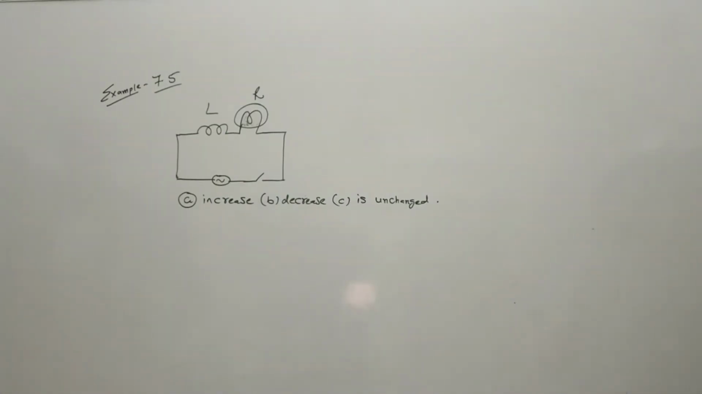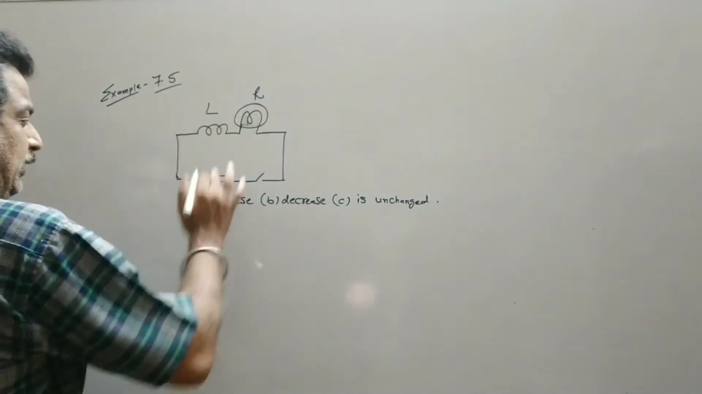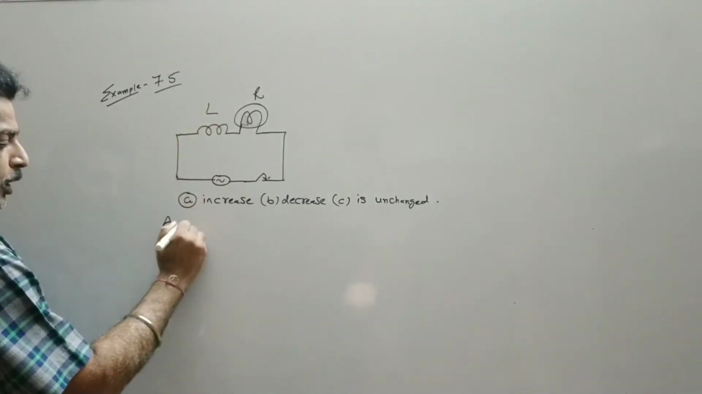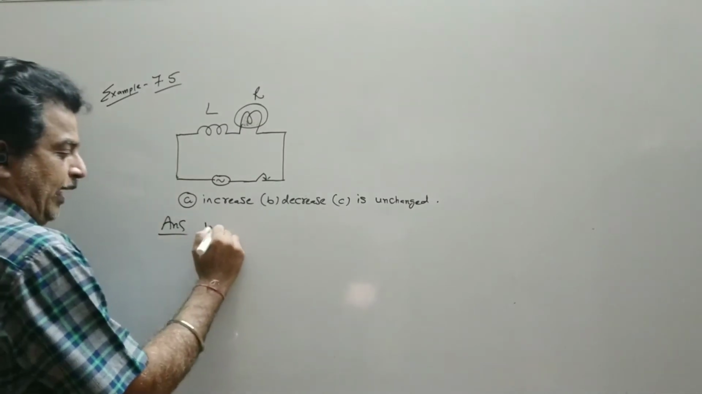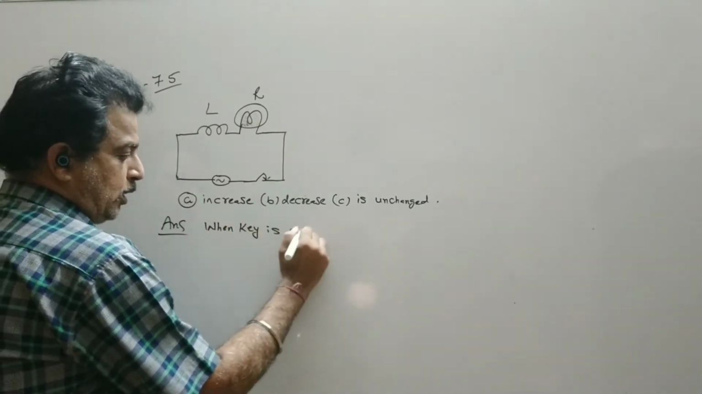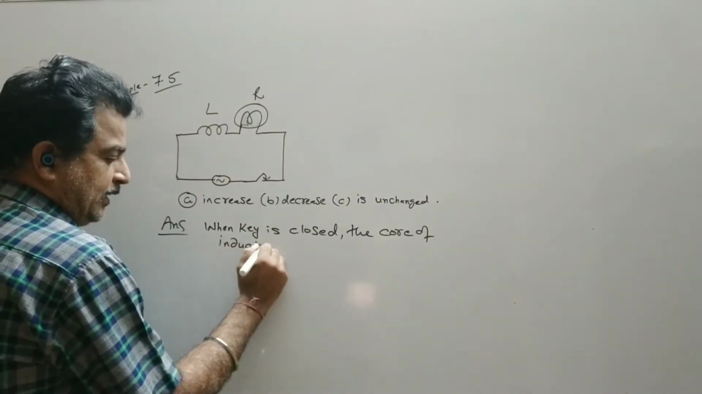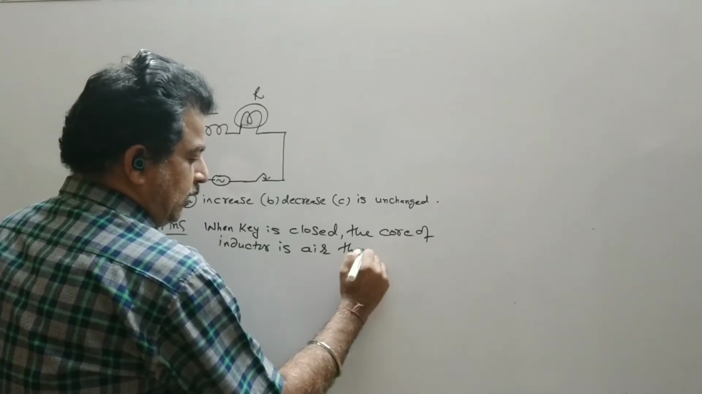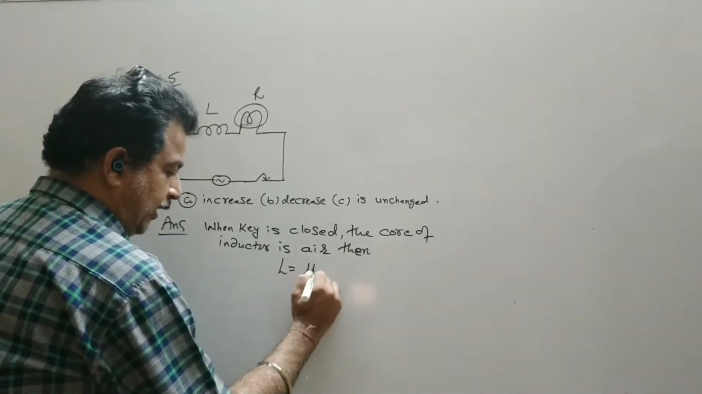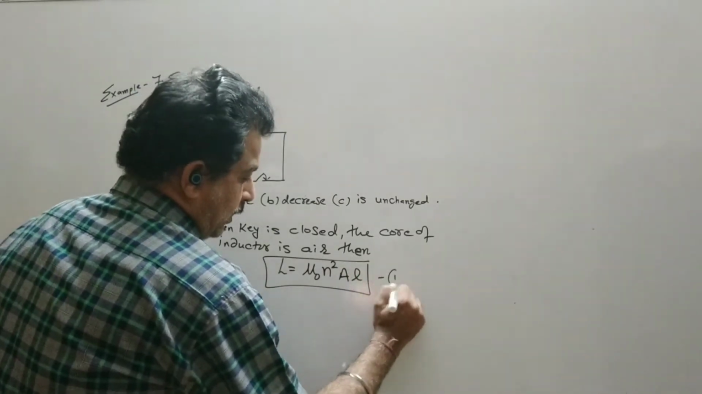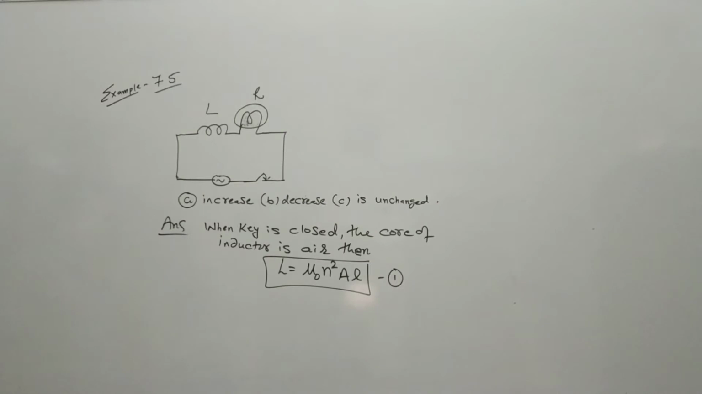So clearly, when the key is closed and the core of the inductor, meaning the medium inside the inductor, is air, then we have found the self-inductance to be mu naught n square A into L. That is the self-inductance of an inductor, where n is the number of turns per unit length, A is the area of cross section, and L is the length of the inductor.